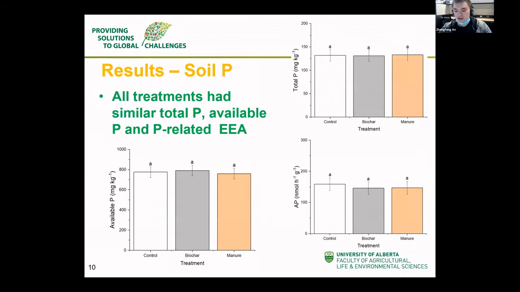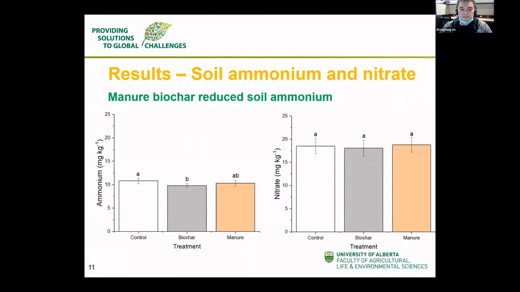Here are the results. First, all treatments had similar total phosphorus, available phosphorus, and phosphorus-related enzyme activities. There was a slight increase of available phosphorus from applying biochar. However, applying biochar and manure reduced the acid phosphatase, but this reduction was not statistically different among treatments.